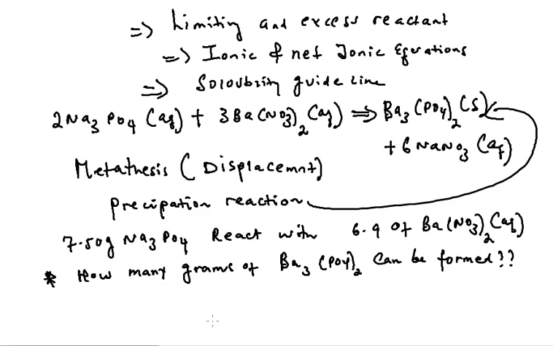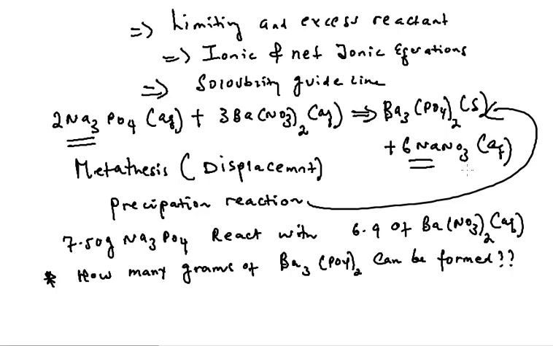is your limiting reactant. So the first thing that we need to do is make sure that the equation is balanced. You can see here that this equation is balanced. You have 6 sodium here. You will have 6 sodium on the product side. You will have 2 of the phosphate. You have 2 phosphate here. 3 barium and 3 barium, 6 nitrate on the reactant side, 6 nitrate on the product side. So that's very important that the equation is balanced.